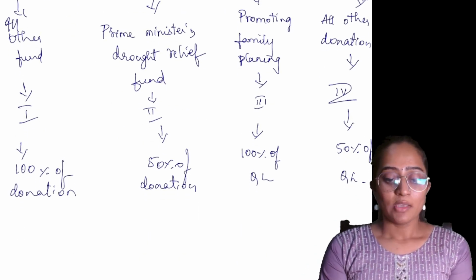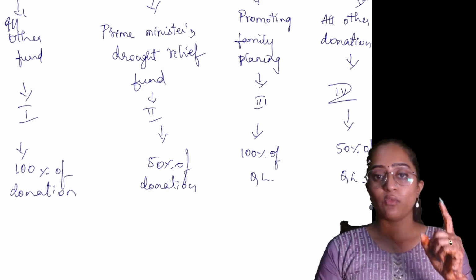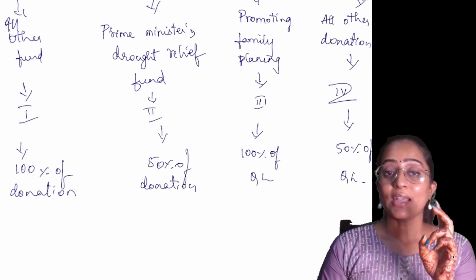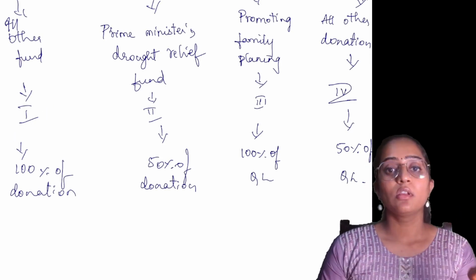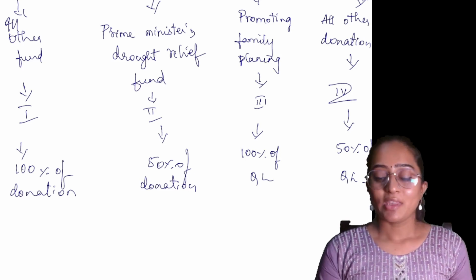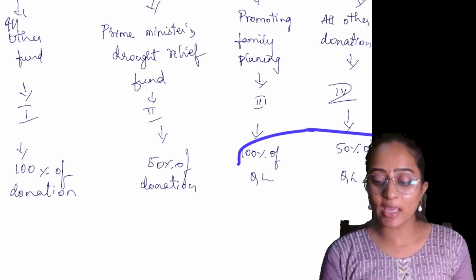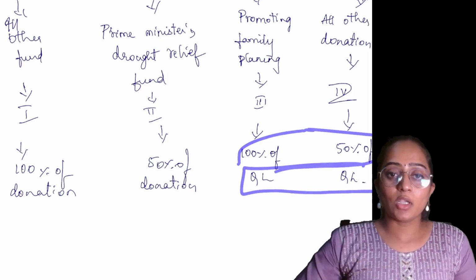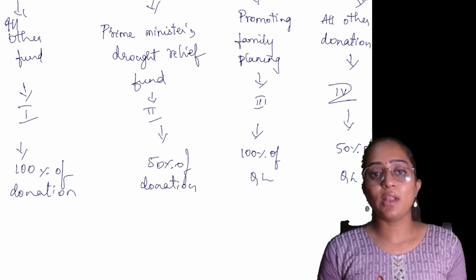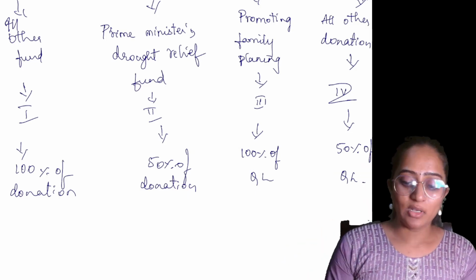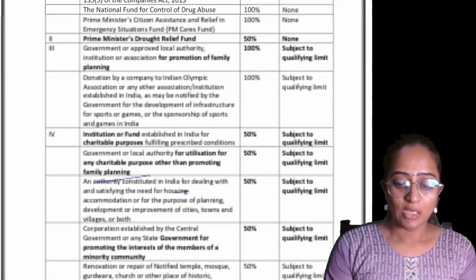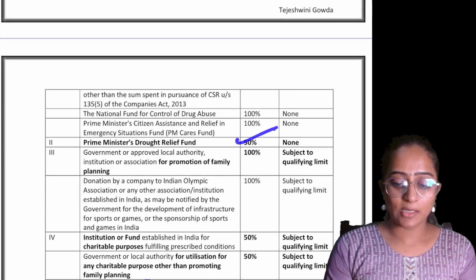Category 1, 100% of the donation made: 1 lakh donation, 1 lakh deduction. Category 2, 1 lakh donation, 50,000 rupees deduction. Category 3 and 4, you have to calculate the qualifying limit. Whatever answer you get as the qualifying limit, 100% you will get here, 50% you will get there. Clear?